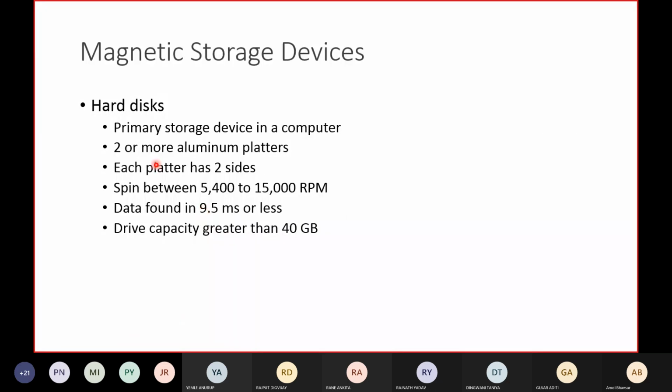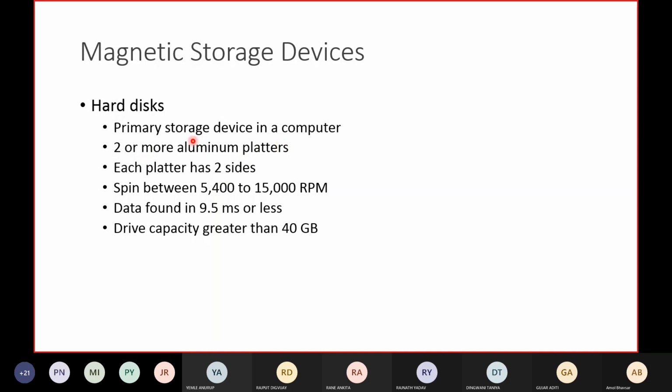So these are some of the points of the hard disk. Driving capacity up to 440 GB. Data found in 9.5 millisecond. So within a very small time, we can get that data. Compared with floppy disks, which require a very large time. Spindle spins between 5,000 to 15,000 RPM. This is the speed of rotation of the disk. Within 1 minute, how many rotations are there? 15,000 rotations. So it contains two sides, top and bottom.